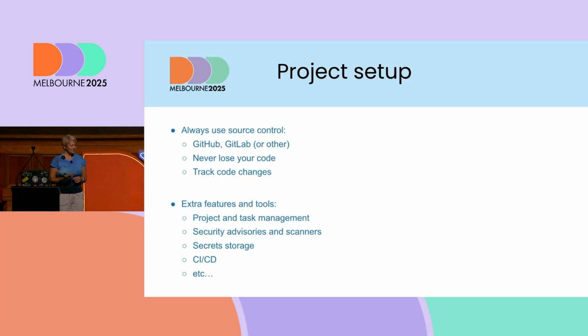And they provide lots of tools and features like project and task management, security advisory and scanners. GitHub and GitLab are excellent in that. And secret storage, so you can actually store your API keys in GitLab or GitHub, and CI/CD and so forth. So it's excellent tools. And you wouldn't believe, but there are quite a few IT projects that don't have any sort of source control. So it's like HTTPS for everyone, Git for everyone.